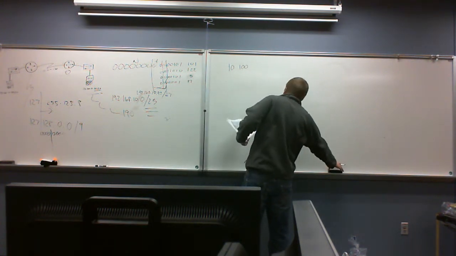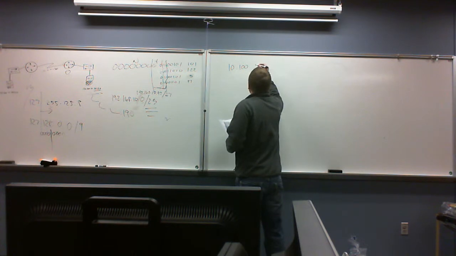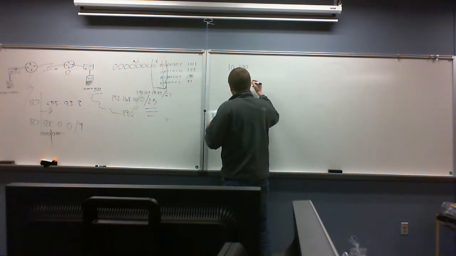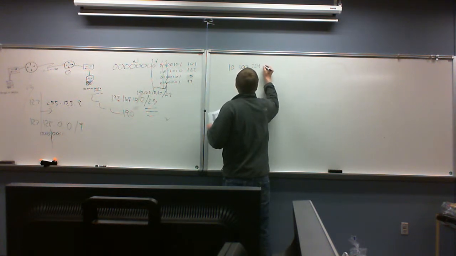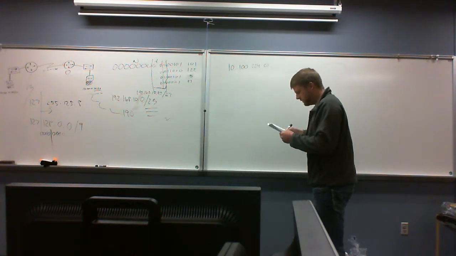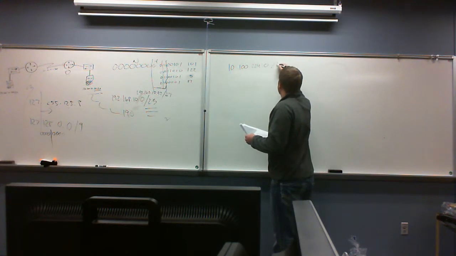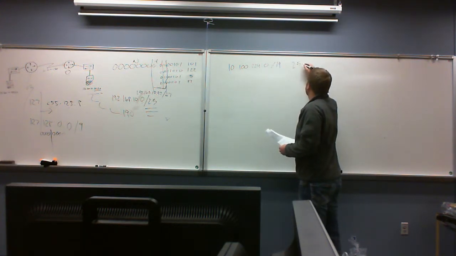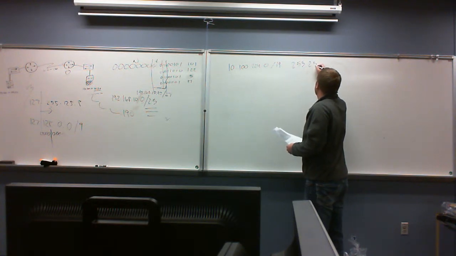These are gonna be crappy numbers. Well, that's okay. Got 224. Got 0 address. And that's a /19. And that subnet mask is gonna look like this. Was that already subnetted?